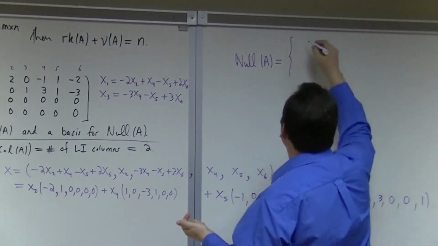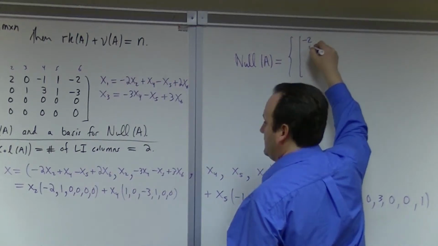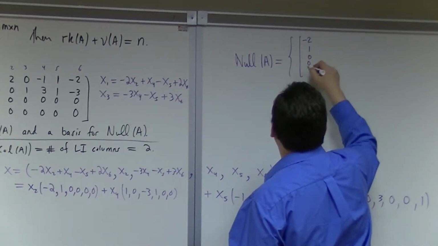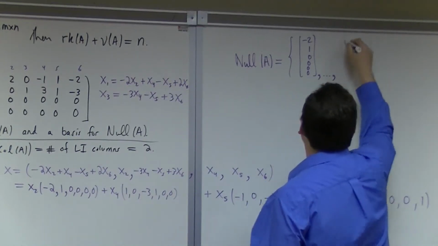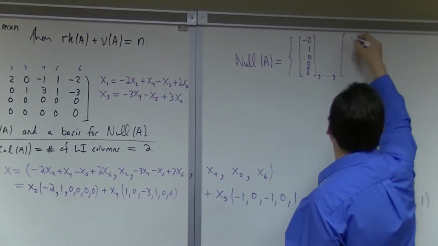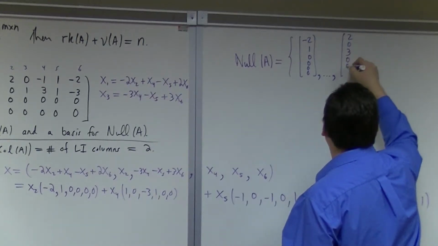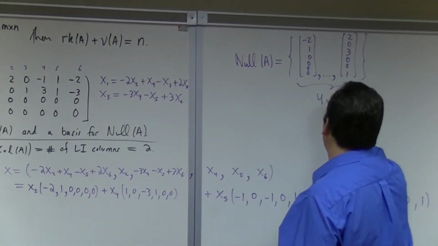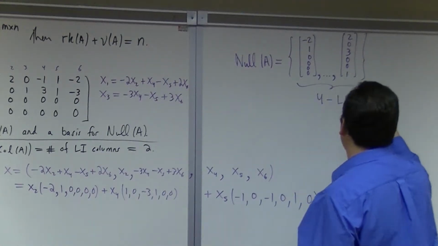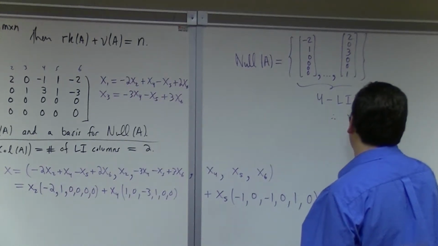I mean, it's okay. But the null space is minus 2, 1, 0, 0, 0, 0, comma, dot, dot, dot, comma. Sorry, I'm not writing them all out. 2, 0. I think you get the idea, I hope. 0, 0, 1, I mean. So we just found 4 linearly independent vectors here, right? The nullity of A is equal to 4.